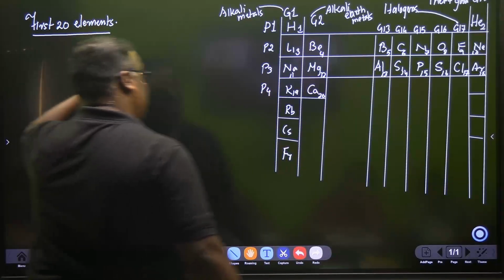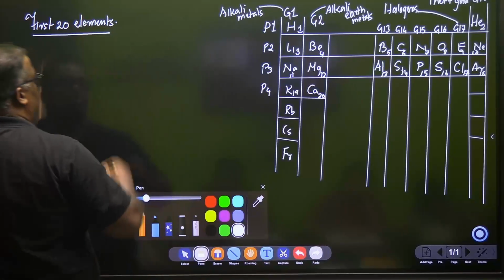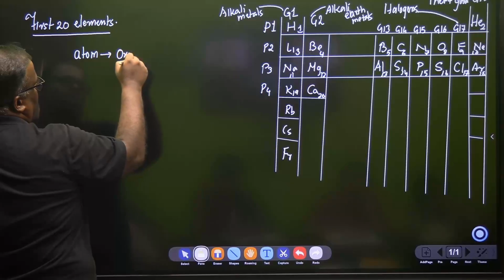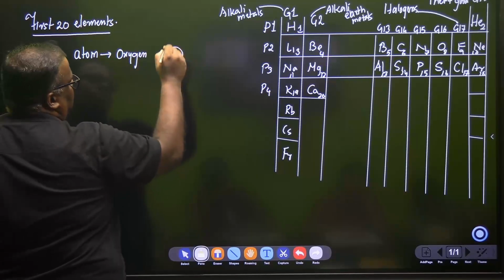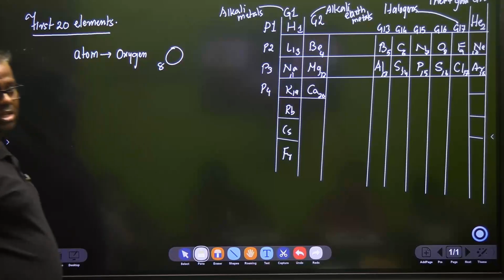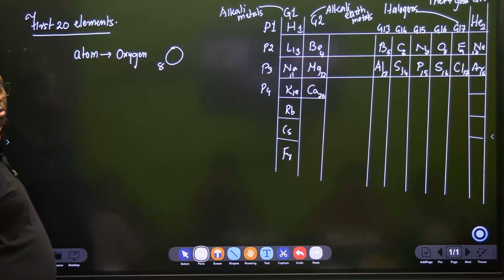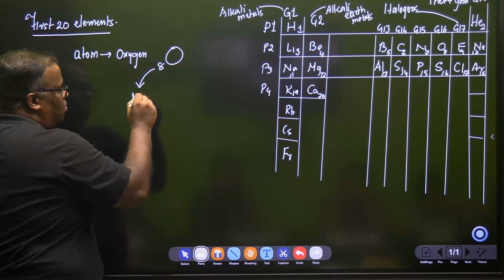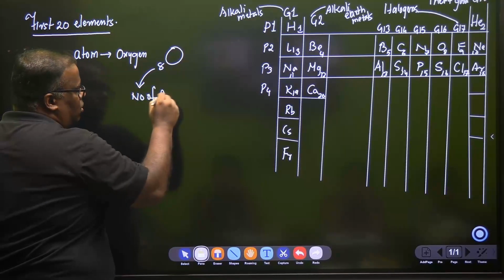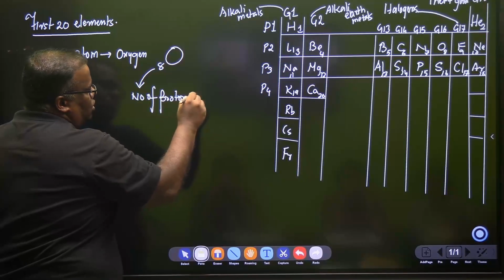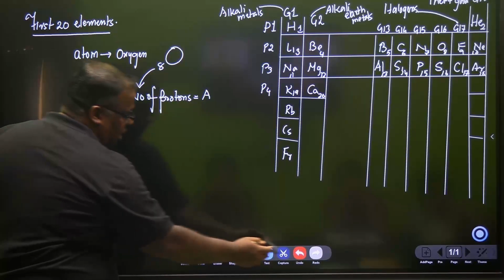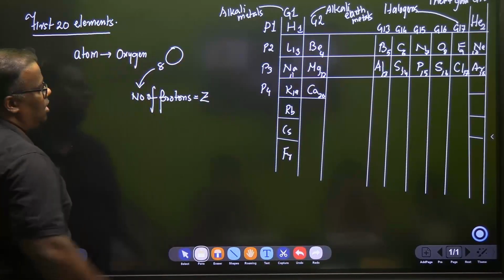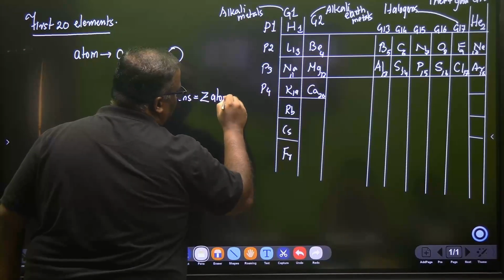Okay. Now, let's take an atom of, say, oxygen. Let's take an atom of oxygen represented by O. The atomic number is 8. Right? In this 8, what do we get to know? 8 is the number of protons, which is represented by Z. 8 is the number of protons, and this is known as my atomic number.